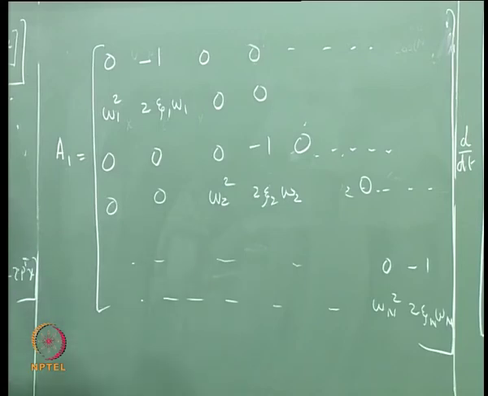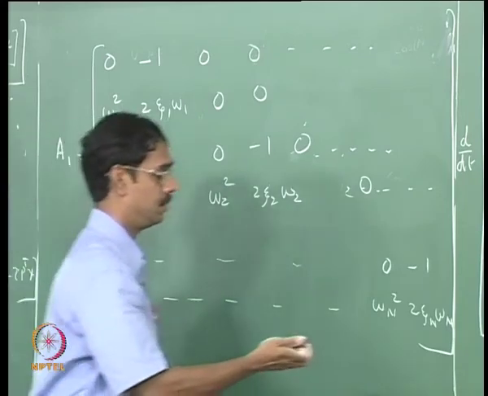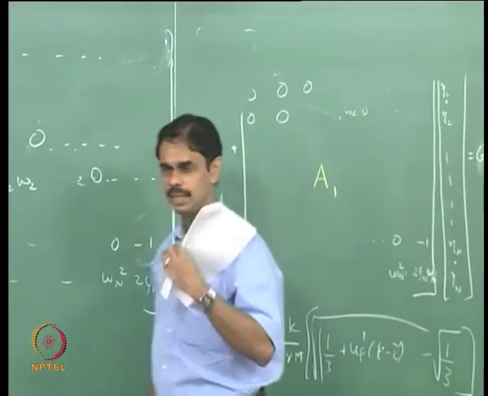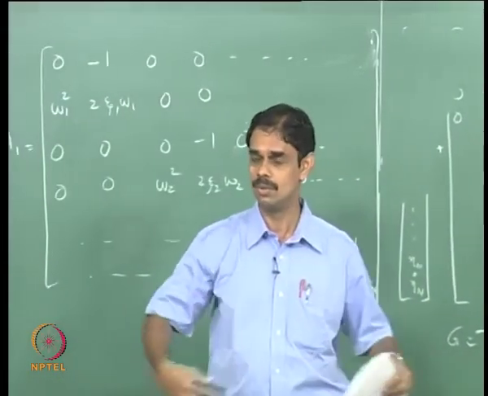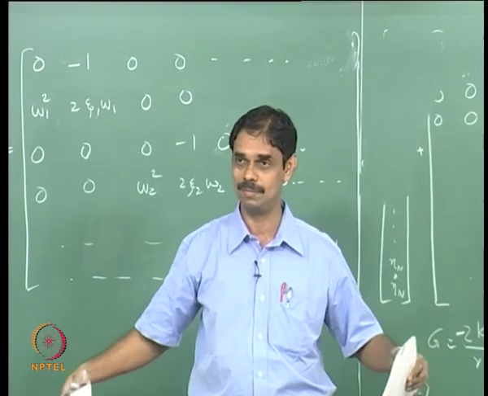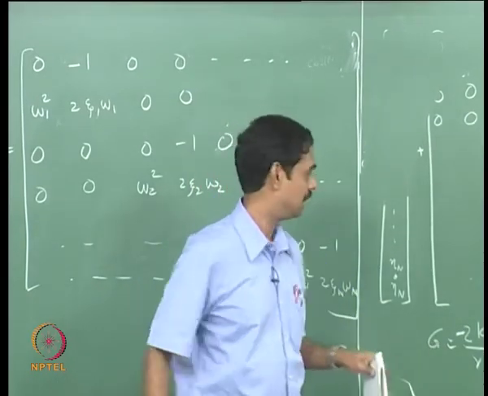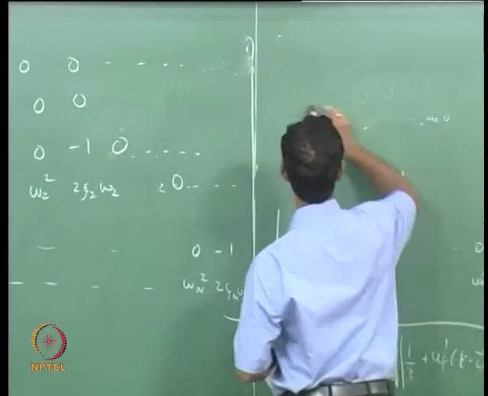So given that this is A1, my objective here is to do it step by step, because I could do the whole thing in one step, but then it may be very confusing. Once you do this, the next time onwards you can do it much faster. I am purposely going slow.